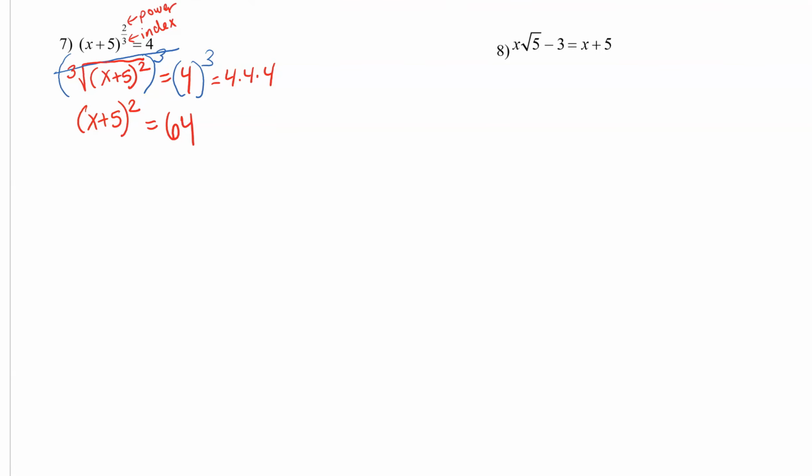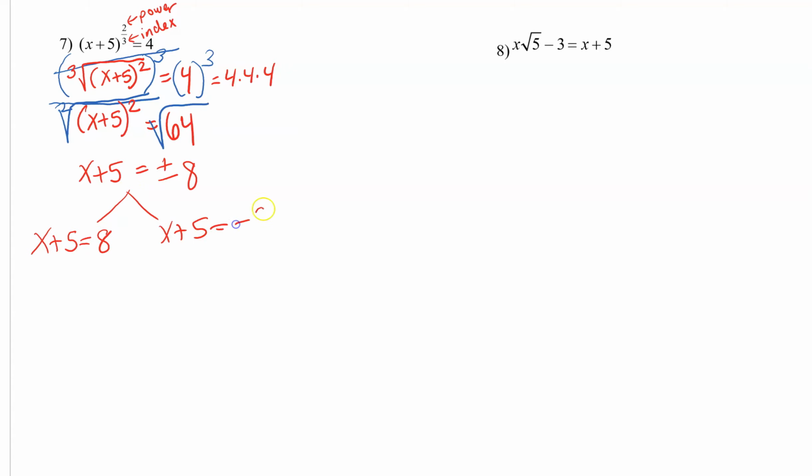So the way you undo a power is you take the root. So now I need to square root the 64. I need the same index to match the power so that it will cancel out. And then I get x + 5. But here we have to be careful because the x + 5 was being squared, which is why I had it equal to a positive. But when you square root it, it could be positive or negative 8. So this actually has two possible answers, which we'll have to solve both scenarios. The one where it's positive 8 and then the one where it's negative 8.